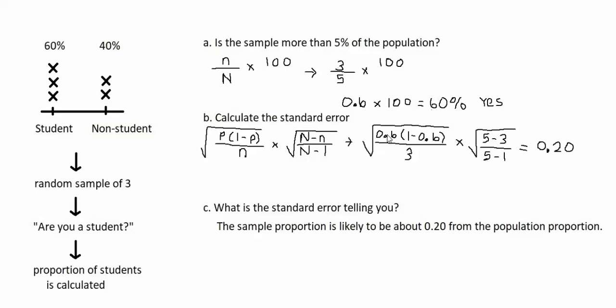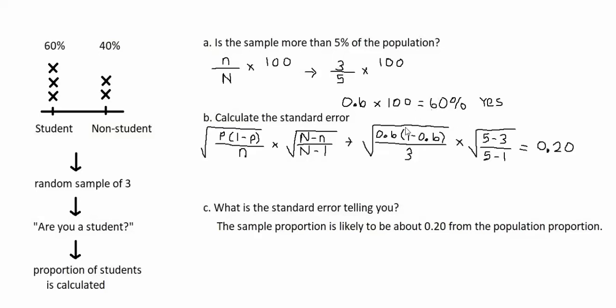You could write 0.60, but 0.6 is the same thing. So it's the P, which came from over here, 60%. P times 1 minus P over the sample size of 3, which is the little n right here. And over here, we have population size minus sample size over population size minus 1. So we just have to work on these one part at a time.